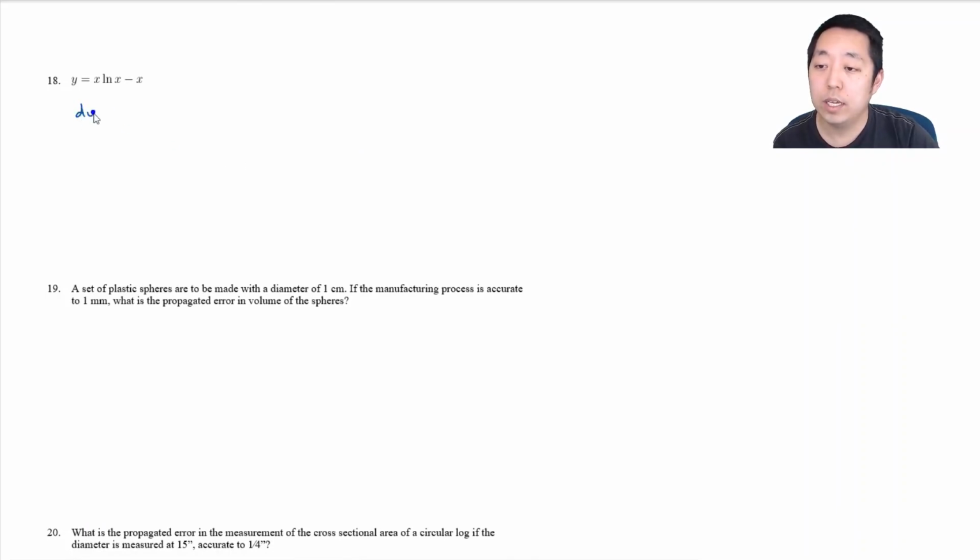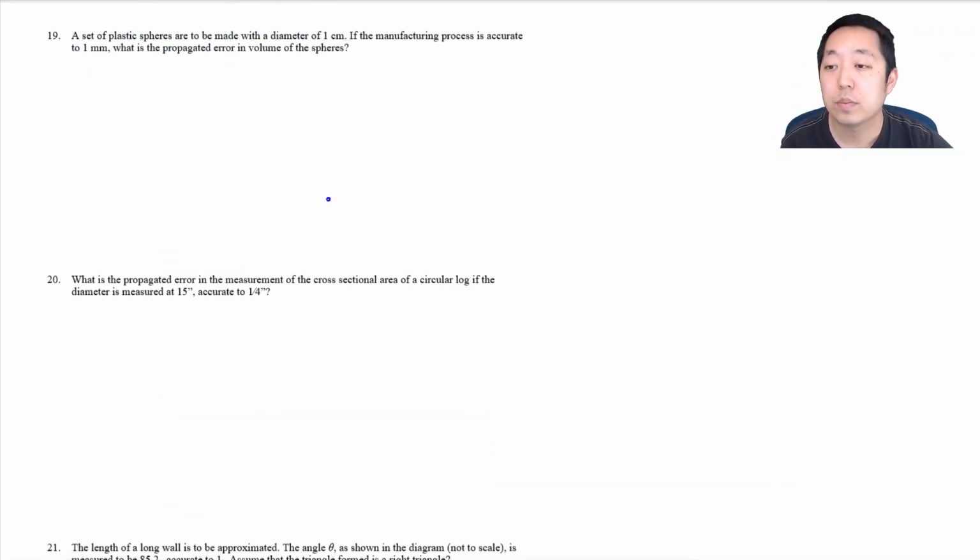Here, dy, derivative of this product rule here, I'm going to do x times the derivative of ln x, which is 1 over x, plus the derivative of x, which is 1 times ln x, minus the derivative of x, which is 1. So this is 1 plus ln x minus 1, which is equal to ln x. And then I need to throw in a dx there, because there's a dx when I do it as a differential.